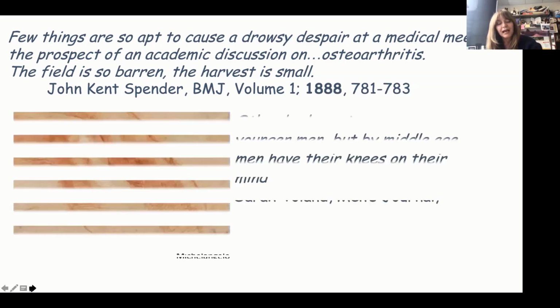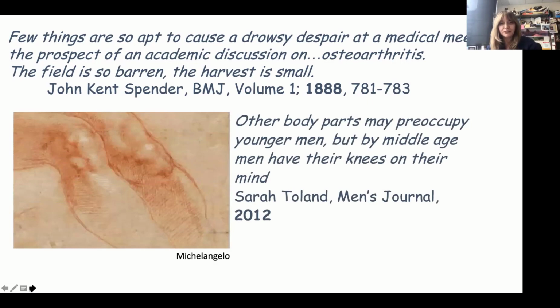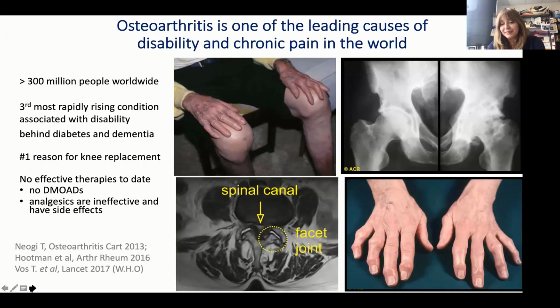And so I always say, even if you're bored, please do pay attention here and there, because other body parts may preoccupy younger men, but by middle age, men have their knees on their mind. And why is that? Well, that is because osteoarthritis is one of the leading causes of disability and chronic pain everywhere in the world. More than 300 million people in the world have osteoarthritis. The WHO says that osteoarthritis is the third most rapidly rising condition associated with disability, only behind diabetes and dementia. That's partially because of the overall aging of the population, as well as the increase in obesity, which are major risk factors for osteoarthritis. It's the number one reason for knee replacement, and there are no effective therapies to date.